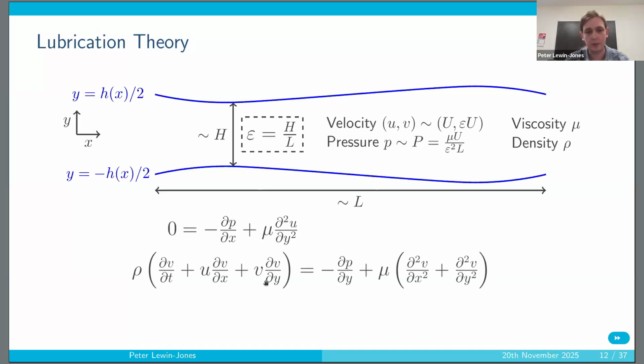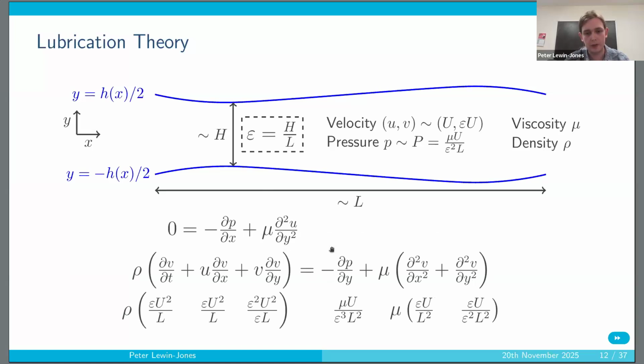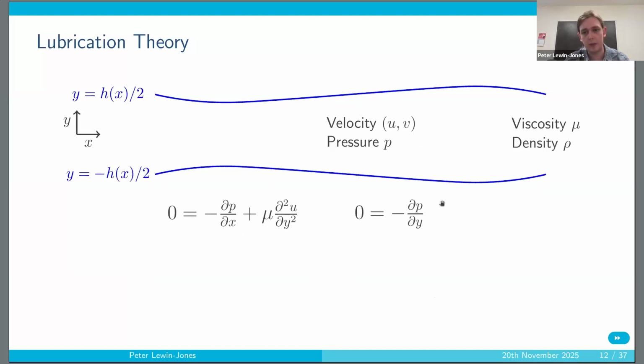If I repeat the same thing for the vertical component of the Navier-Stokes equation, I do the same process, putting in my scale for the pressure that I worked out from the other equation, and I can see that now this pressure term is overwhelmingly much larger than all of the other terms in the equation. Remembering I'm assuming this thickness is much thinner than the horizontal extent, all that I'm left with from the Navier-Stokes equation in this thin film is this.